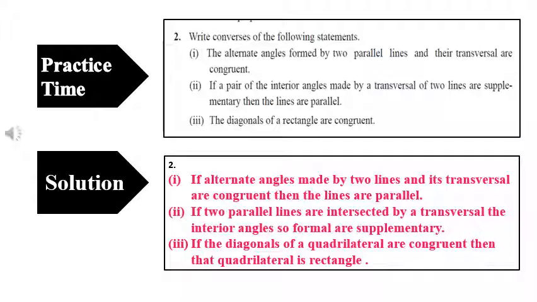Last one: the diagonals of a rectangle are congruent. I'll write it as: if the diagonals of a quadrilateral are congruent, then the quadrilateral is a rectangle.